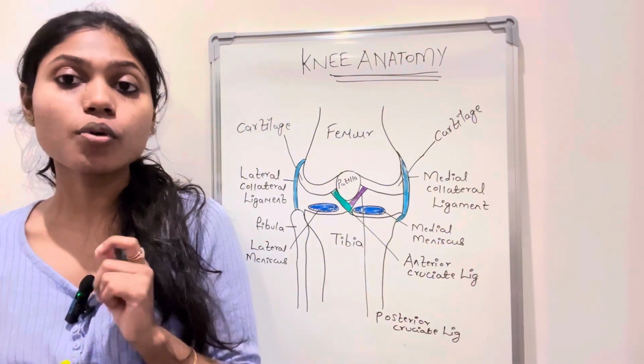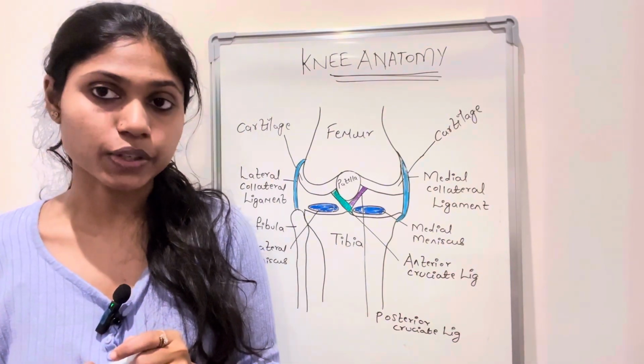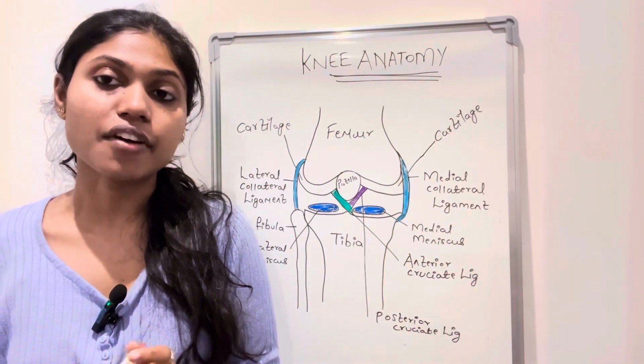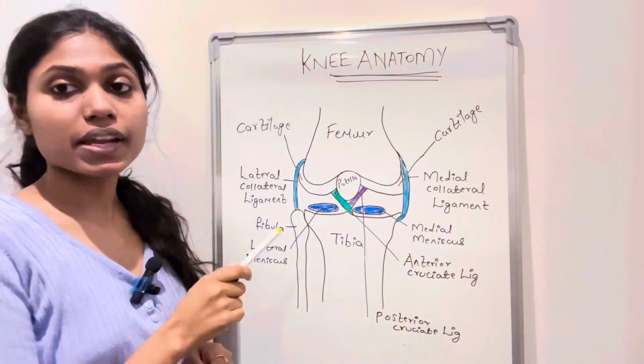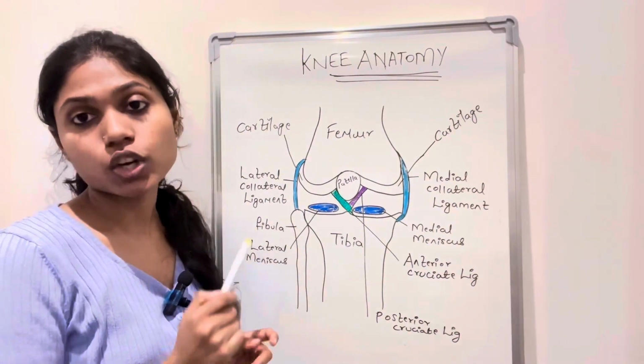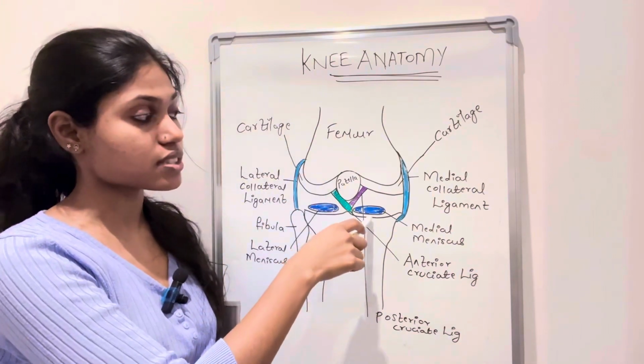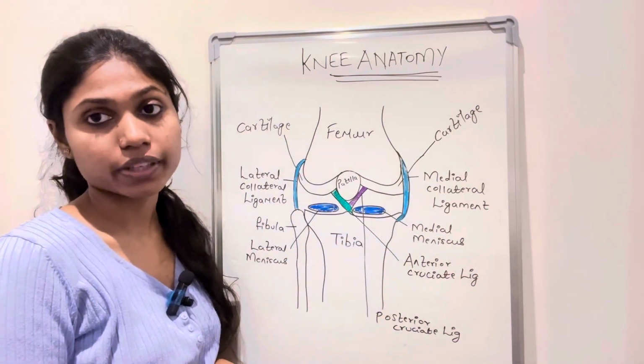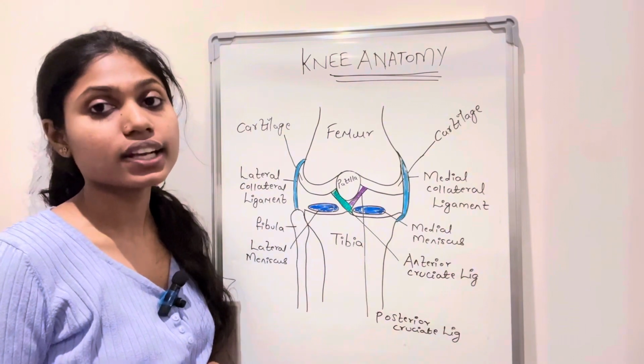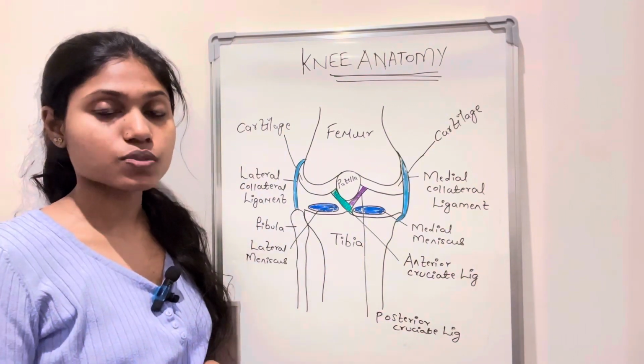Now, one more very important thing that you need to remember here is that your meniscus doesn't have a nerve supply, and your meniscus is attached to your medial collateral. So your medial meniscus is attached to your medial collateral ligament. Now we'll cover that when we come to the ligaments. So let's start with the ligaments first.